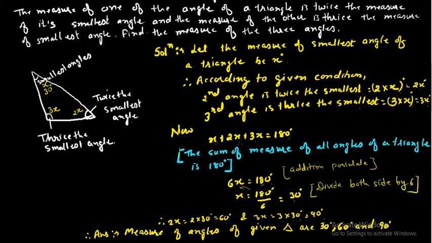So by calculating, we will get twice the smallest angle and also thrice the smallest angle. So 2x, the second angle, is equal to 2 into 30, that is 60 degree, and the third angle, that is 3x, is equal to 3 into 30 is 90 degree. So the measures of the given triangle are 30, 60 and 90 degree.